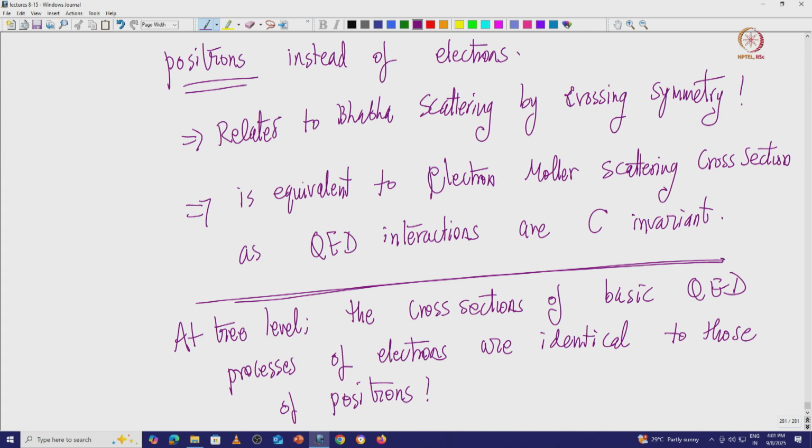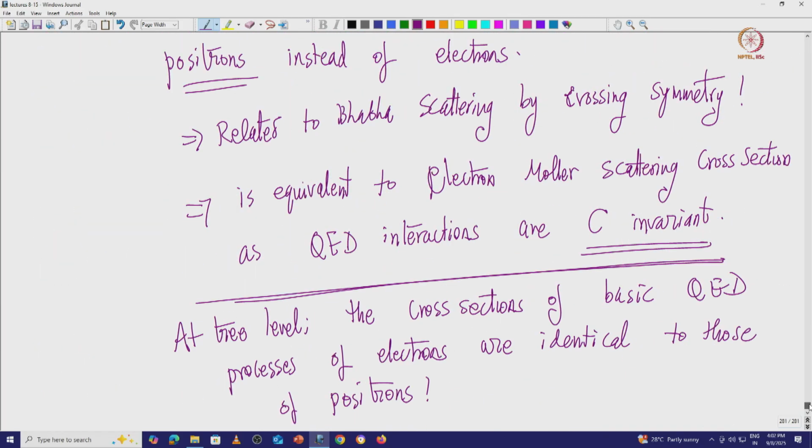This is because the S matrix is actually C invariant. That means the Lagrangian of QED is invariant when you replace electrons with positrons. Under charge conjugation symmetry, the Lagrangian is invariant, and this is reflected in the cross sections. Okay.